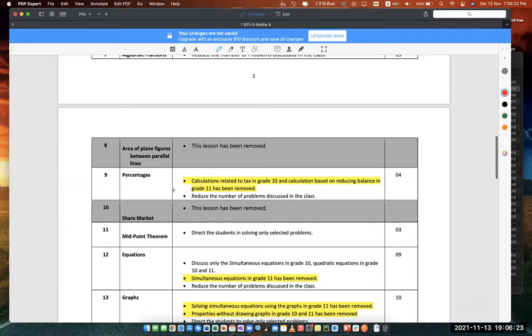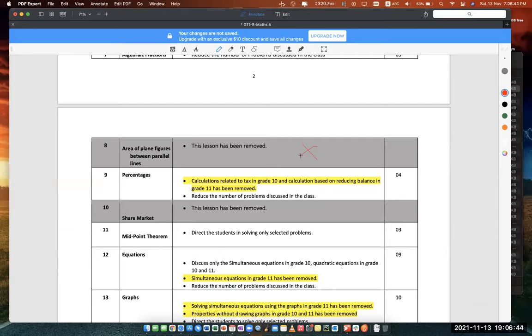Then the area of plane figures between parallel lines. You can remember that we learned, if there are two triangles or parallelograms in between two parallel lines, their areas are going to be the same. So this section is entirely removed.